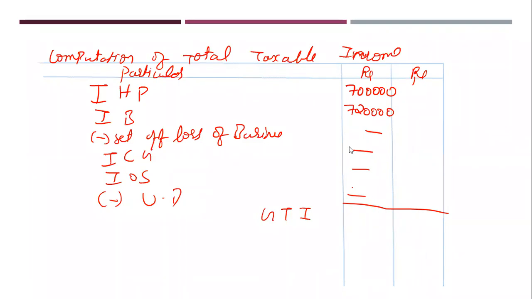How much? 79 lakhs. Sorry, 72 lakhs, right? This is 79 lakhs. Okay, 79 lakhs. So this is my gross total income. And the next is what I have to do.